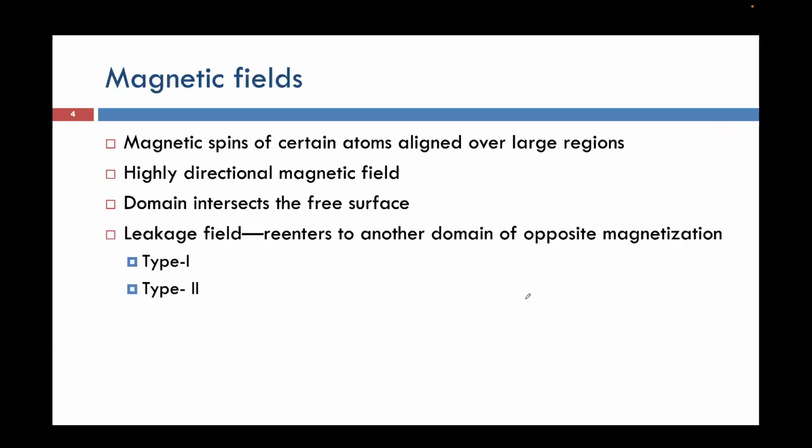Okay, and then comes the magnetic field. So we know that there are also different types of magnets in our material system. And why is the magnetic field there? Because the incident beam is carrying electrons, and electrons are negatively charged.